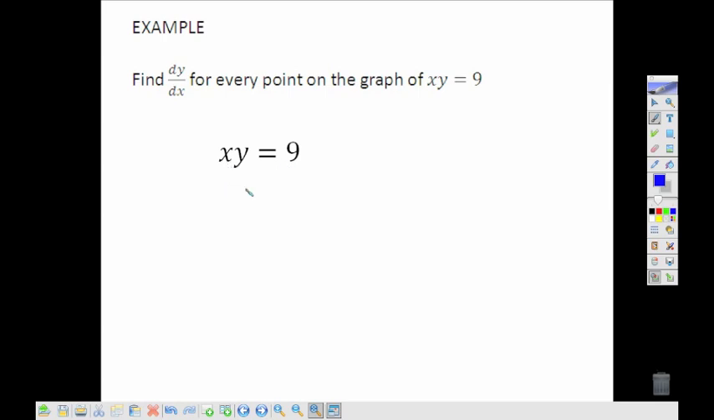We might move x over to the other side first, but then 0 would be undefined, so let's keep it like this. And so if we use the product rule, derivative of the first is 1 times y, plus the first times the derivative of the second. Remember here that the derivative is dy/dx, and the derivative of 9 is 0. I can move my y to the other side as a negative y and then divide both sides by x.